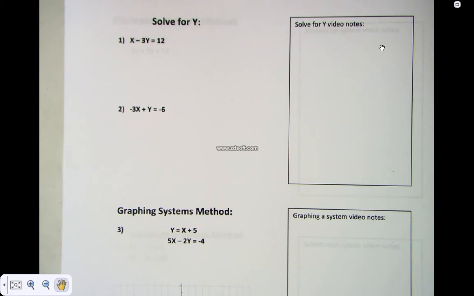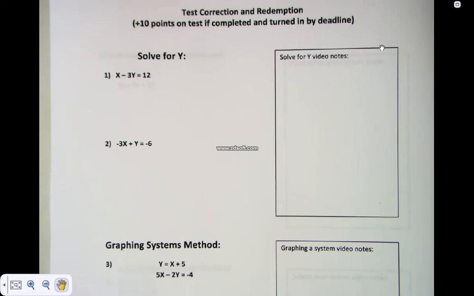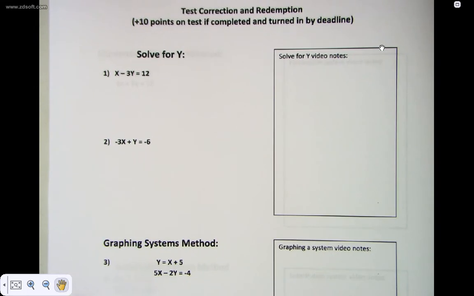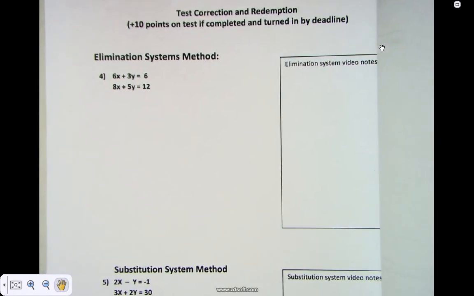So this test correction worksheet, or the redemption, it's going to be 10 extra points on your test if you turn it in by the deadline that I specify in class. Additionally, there's 4 sections. So as you can see, there's solve for y. At the bottom of this screen, there's graphing systems method. On the next page, I think there's elimination, and then substitution.